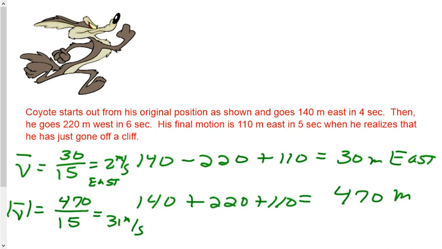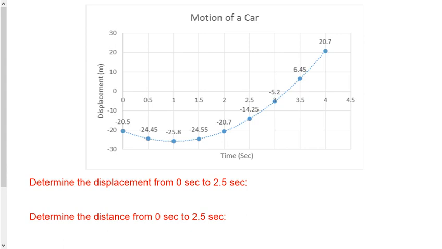Okay, let's turn to graphs. We have a motion of a car, and we're going to consider the positive direction to be east and the negative direction to be west, just like our Coyote. We could have used north and south, where north is positive and south is negative, but we'll just go east, west. Determine the displacement from 0 to 2.5 seconds, and determine the distance from 0 to 2.5 seconds.